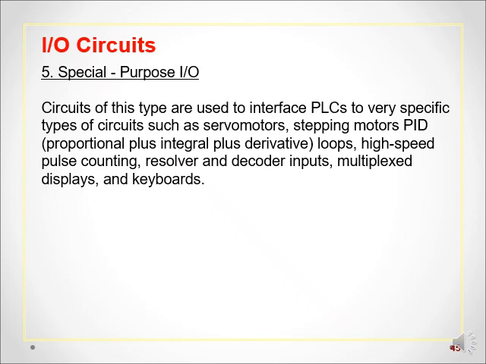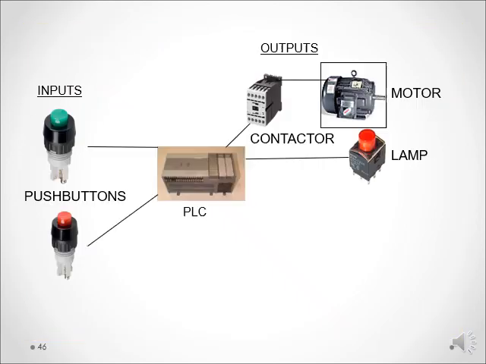Special purpose IO is for very special high frequency output, or high frequency input. If you want to deal with that, you may have to use special purpose IOs. So these are the inputs, like push buttons or special sensors like light sensors, which are digital type sensors. And then the output is a contactor to turn on the motor, or the lamp, and so forth.